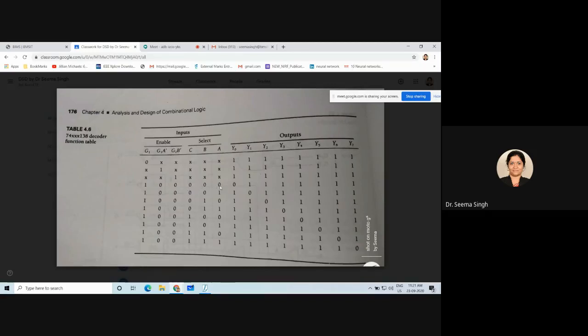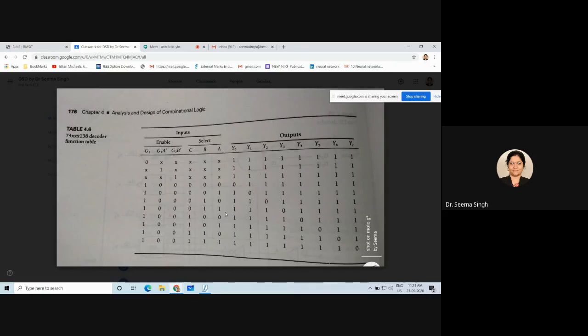When A, B, C are 0, 0, 0, Y naught is selected by making it 0. Same way, if it is 101, 101 means 5, so Y5 is selected by making that a 0. Same way 111 is 7, so Y7 is selected by making it 0. So this truth table, block diagram, and internal circuit diagram should all be very clear to you people, to understand this and to use it for various other combinations.